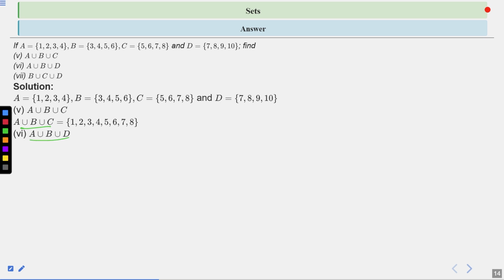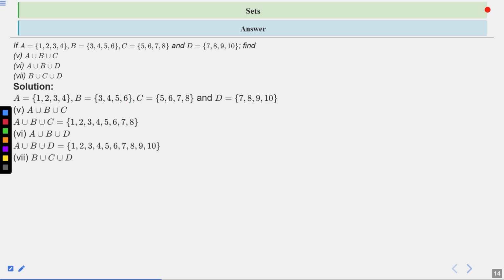Now, for sixth part, A union B union D. Very simple. Collect all the elements from the sets, writing the repeated elements at once. So 1, 2, 3, 4 from A. From B, we have to collect 5 and 6. And from D, we have to collect 7, 8, 9, 10. Now, this will be my A union B union D set. Clear?